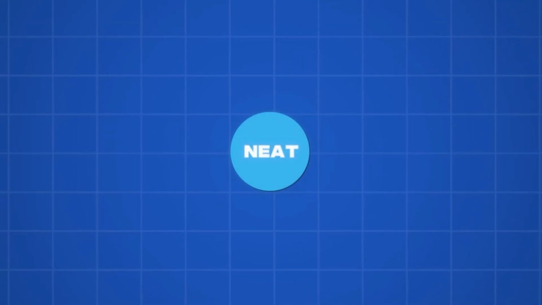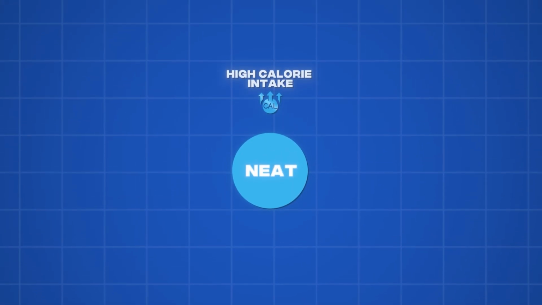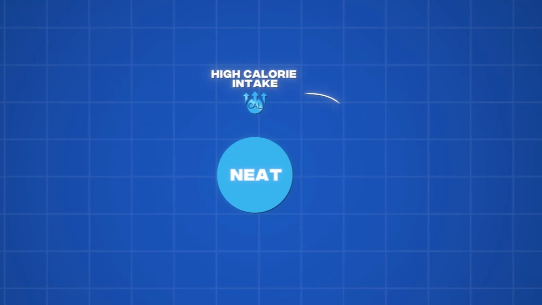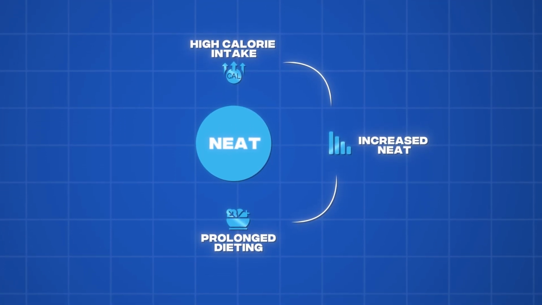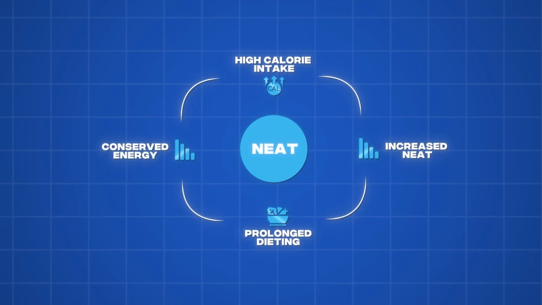Your NEAT is usually the most adaptive part of your metabolism. When you have a lot of calories in, when you have a lot of energy, you tend to increase your NEAT subconsciously. When you diet for a prolonged period of time, this typically goes down over time because your body is trying to conserve energy.